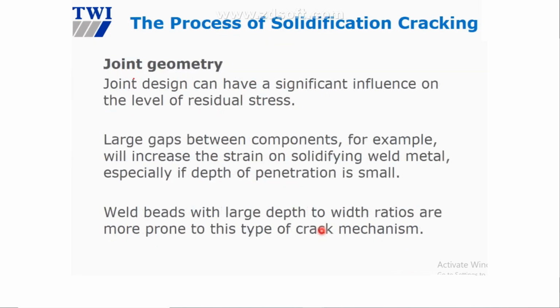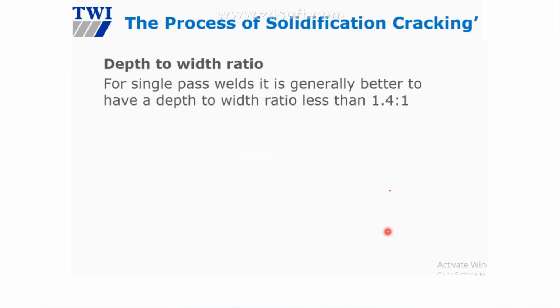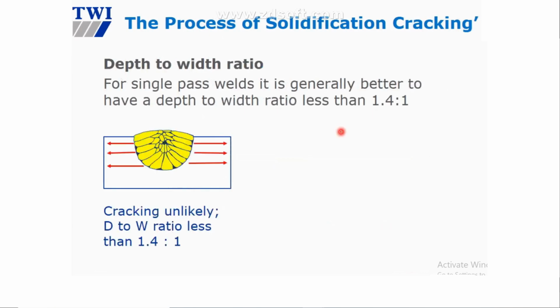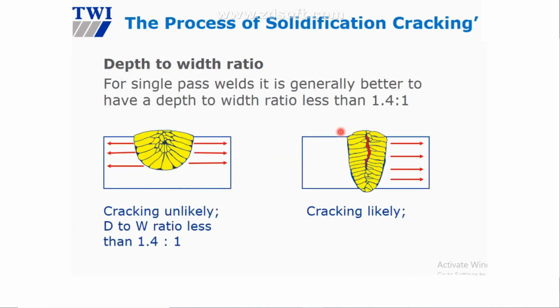All right, joint design, joint geometry. Joint design can have significant influence on the level of residual stress. A large gap between components, for example, will increase the strain on solidifying metal, especially if the depth of penetration is small. Welds with a large depth to width ratio are more prone to this type of crack mechanism. I would like you to memorize this, the factor and the geometry here.